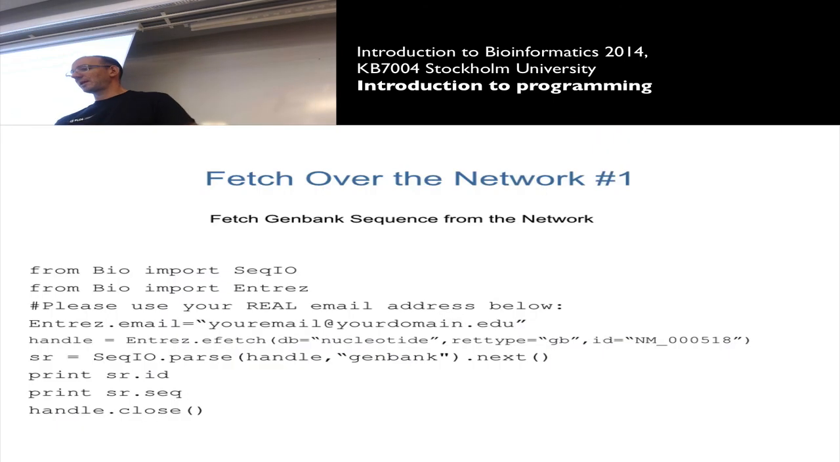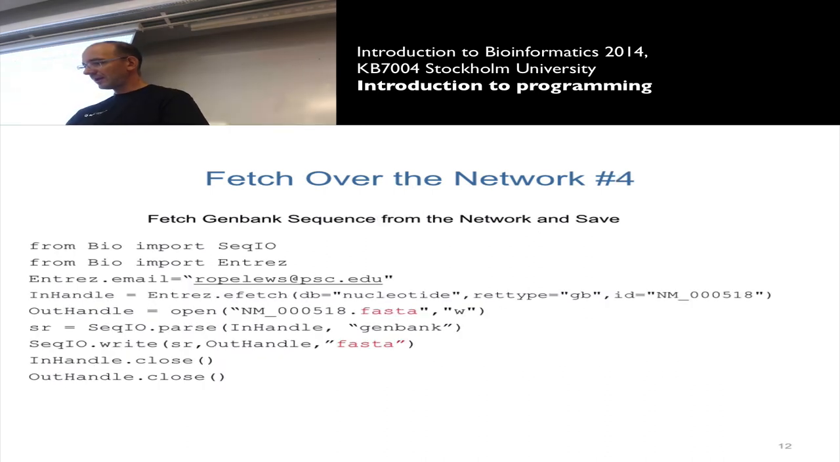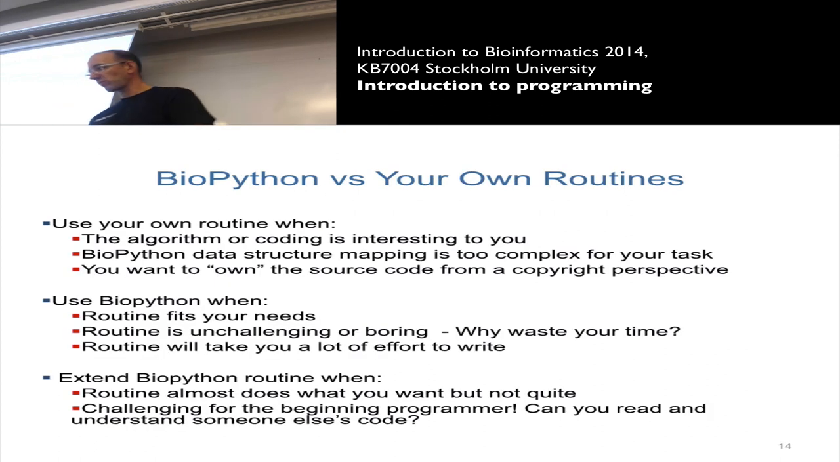So let's not try more patchy examples because it won't work. So basically you can do this straight off. You can get the sequence from the database. You can even do the same thing, but write it in some other format if you want. For instance, you open a GenBank file and save it in FASTA format. So you can take your database entry and turn it into another format. Of course, sometimes you need to write your own thing, but as much as you can use BioPython, it's easier as long as it fits your needs. So you should do it.